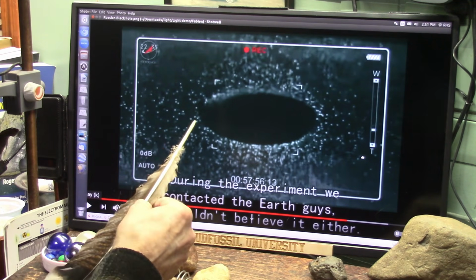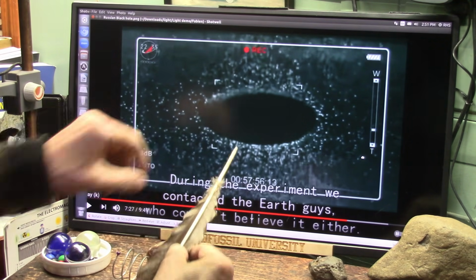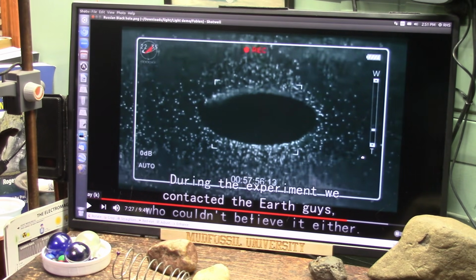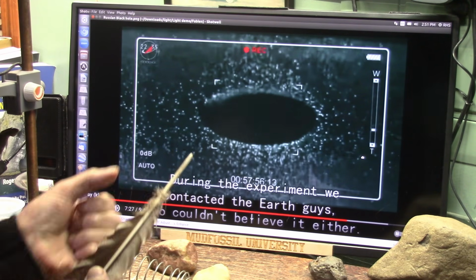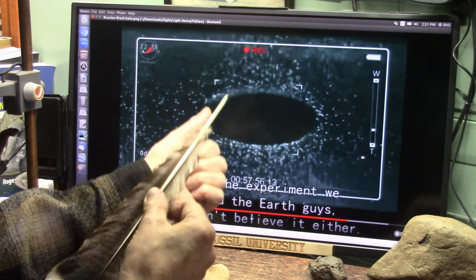And it ended up being the white particles surrounding a completely, totally black spot. 100% black. Which is what dark matter is. It does not absorb. It does not reflect.